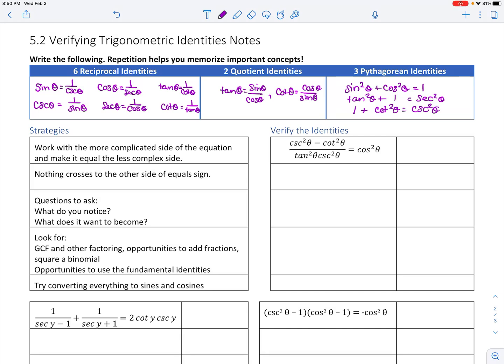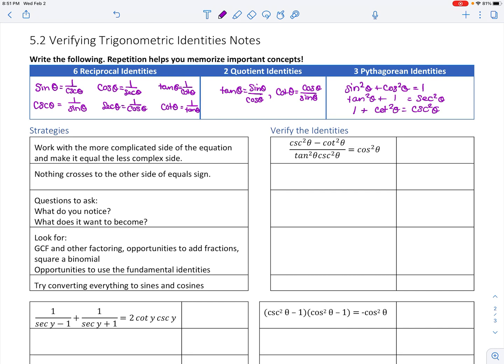All right, so section 5.2 is on verifying trigonometric identities. Find your notes sheet that looks like this, and as you need to, pause the video, go back if you need to repeat, or if something's not making sense, re-listen to it and so forth. But take the time to write your 6 reciprocal identities, your 2 quotient identities, and your 3 Pythagorean identities so that you have them as an easy reference. And the more you write something down, the more likely you'll remember it.